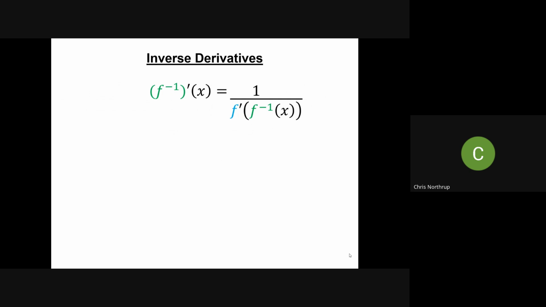Now, you might be really tempted on the right-hand side of that equation to undo, quote unquote, the f with f inverse and just put an x. Can't quite do that because it is f prime of f inverse of x.